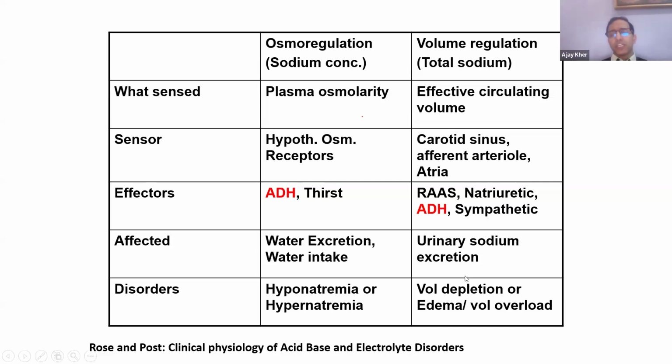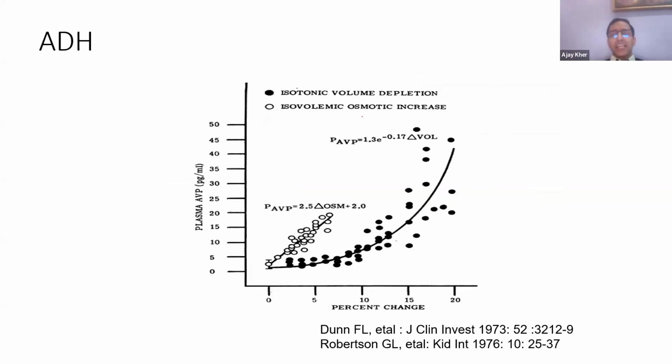And the problems or disorders that we have in volume are either volume depletion or edema and volume overload. And so these are problems of actual too much sodium or too little sodium in the body. So if you have volume depletion, there's too little sodium. If there is edema and volume overload, there is too much sodium. So these are actually sodium problems, because the long-term impact, or the way the body controls volume, is through sodium excretion.